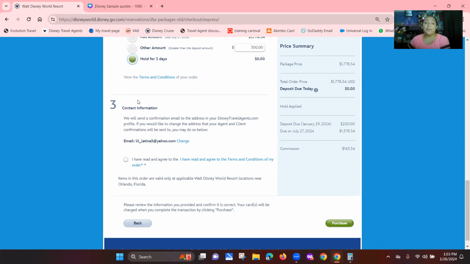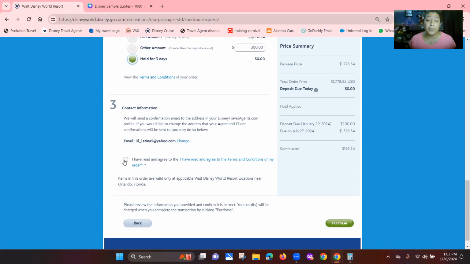So on step 3, you're going to put your email. Make sure it has your email, not your client's. And this goes for any supplier you use. When it asks you to send a confirmation email, put your email. Why? Because if you get it, you're able to forward it to your client. Just in case your client loses it, you have it and you just send it back to them, instead of you calling Disney and asking them to resend it. So make sure you put your email.